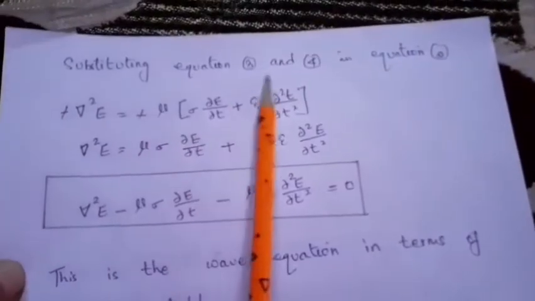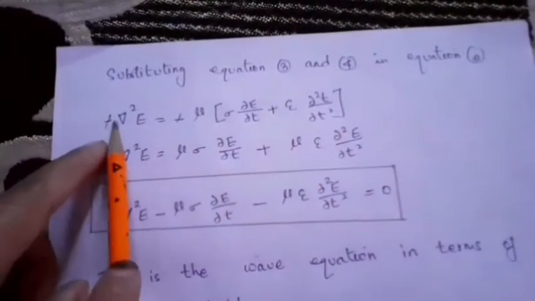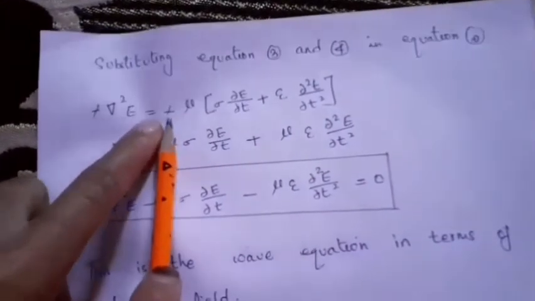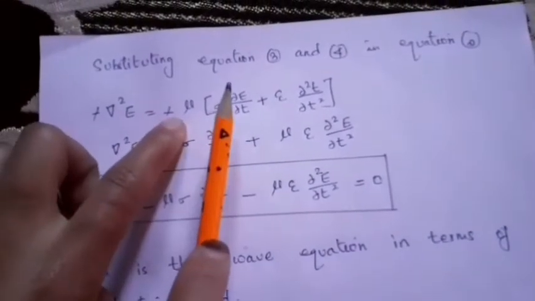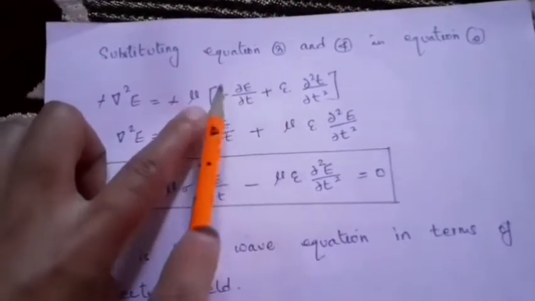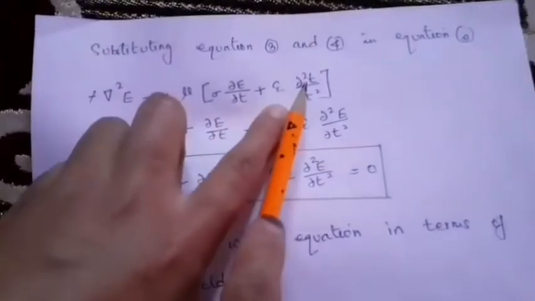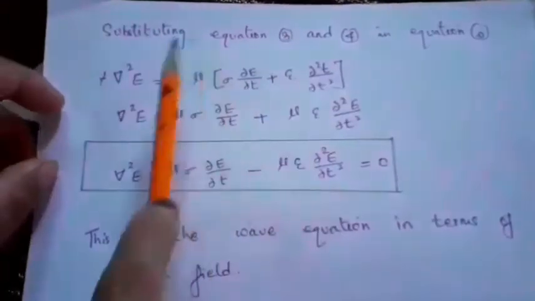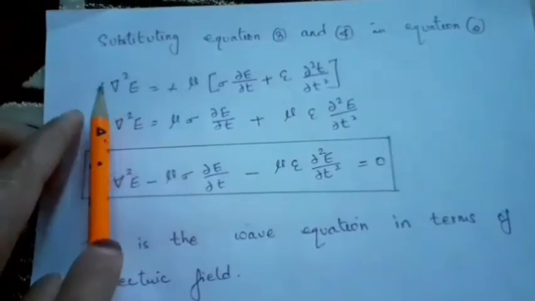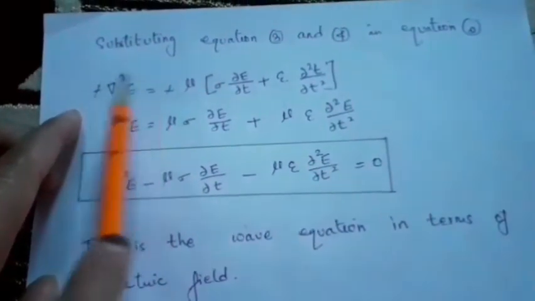It will become like this. Now substituting equation 3 and 4 in equation number 2. So equation 2 will become minus del square E equals to minus mu, mu is already there, and instead of del cross dou H by dou t, we are going to write this: sigma dou E by dou t plus epsilon naught dou square E by dou t square. So it will become, and now both sides we are having negative signs, so it can be cancelled out.